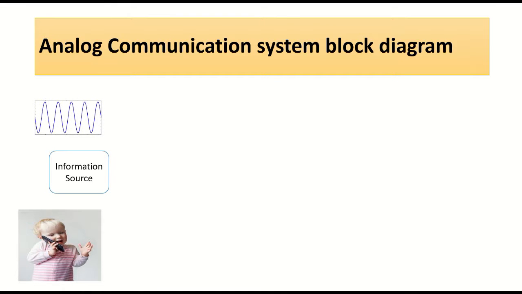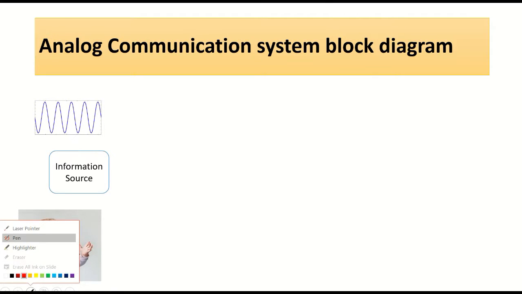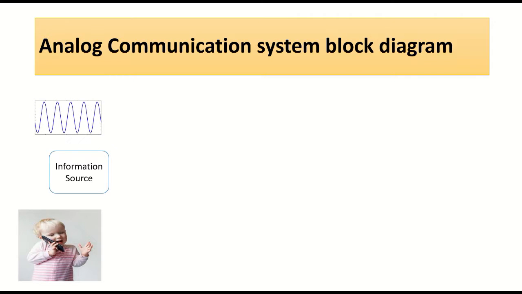The information may be in the type of audio, it may be video, or it may be data. So there may be three different types of information: audio, video and data. It may be possible that you have the information in electrical form, so I have also represented the information in electrical form.